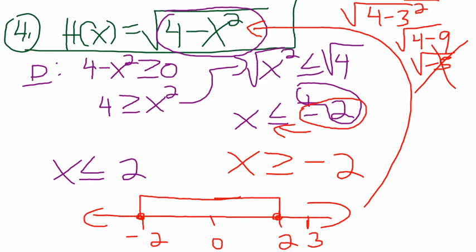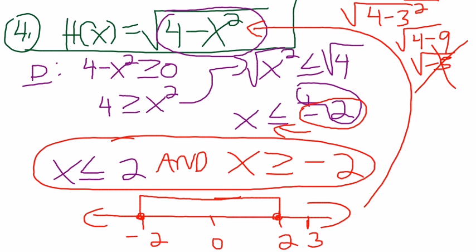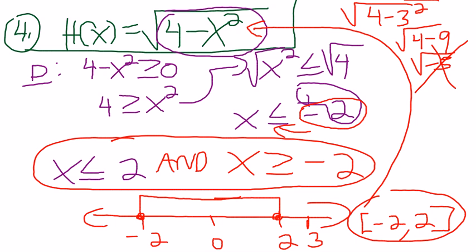So you could list this. We could put an "and" in here. This is your domain. Or if I put this in interval notation, it's just negative 2 to positive 2. That's it. Those are the only values that you can plug in for x, so that you're taking the square root of positive numbers. So classic example right there. If you take the square root, it's got to be greater than or equal to 0.